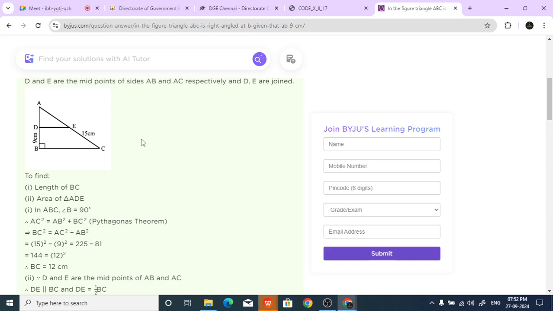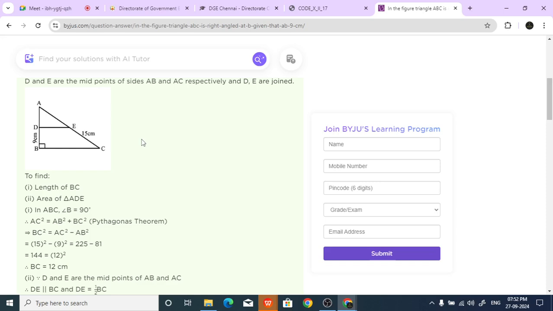Because D is a midpoint of AB, and E is a midpoint of AC, then what is the length of DE? Can you find out? Six. Yes, half of BC. Whatever be the length of BC, you take only half, that is equal to DE. That is 6. So, in a triangle ADE, what is AD?